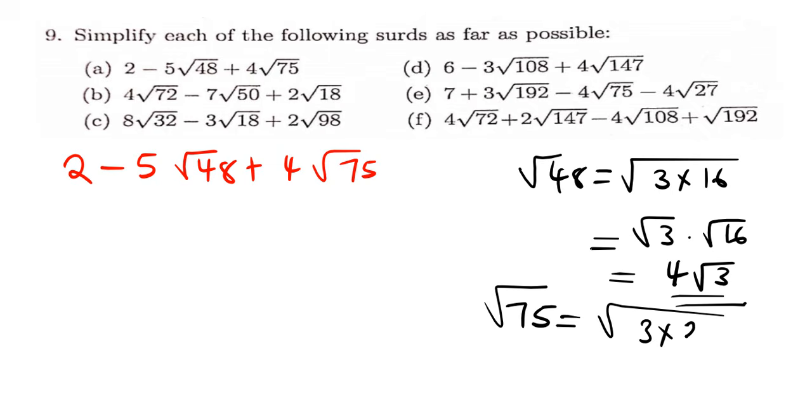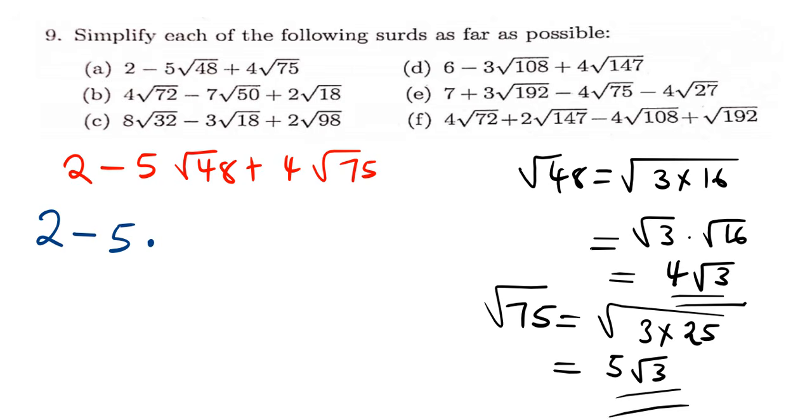And 25. It's what? 3 and 25. Okay, so now the square root of 25, it is a 5, then root 3. So these are the two that we're going to replace there. So I'm going to now replace. I'm going to say 2 minus 5. Okay, 48, we found that, so I'm going to multiply. There's 4. There's 4 actually, not 5.